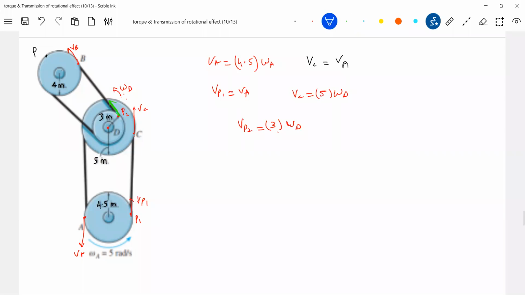Not visible. Okay, but this is the velocity of point P2. So what is the velocity of point P2? It should be equal to 3 into omega D, radius vector into angular velocity. And the velocity of B should be equal to the velocity of P2. Sorry, the speed of B should be equal to the speed of point P, because I'm just trying to relate any 2 points on the belt: they must have the same velocity because the string is inextensible.